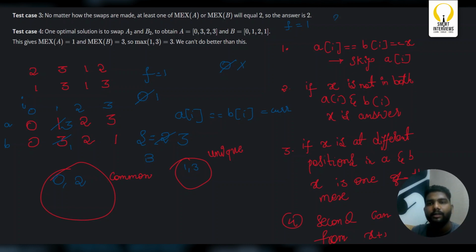Now I'll start the second max from where? I'll start the second max from 2, right? So 2, now for 2, what will I do? I start from 2 and I search 2 in the common and unique. It is in common, so 2 cannot be the answer. I'll go for 3. So it is in the unique, so this can be the second max, right? That's all. So let's try to code this up.